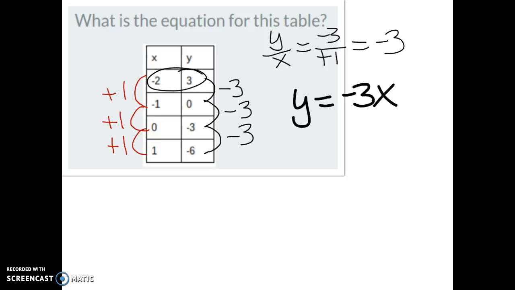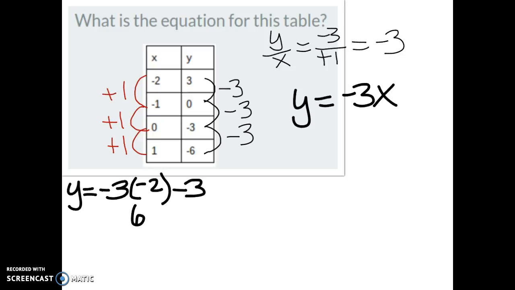So with that being said, we're going to go ahead and take negative 3, multiplying it by the x coordinates to see if we get the y. So negative 3 times negative 2 is positive 6. Well, that's positive 6. That's not this answer here. This answer here is 3. Oh, if I subtract 3, I would get 3. Let's see if that works for the next equation.